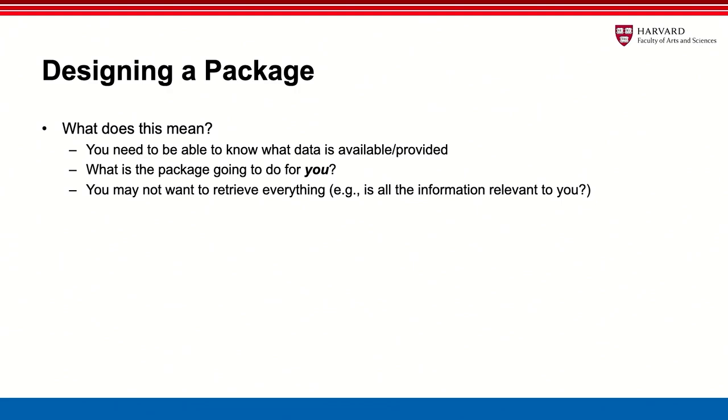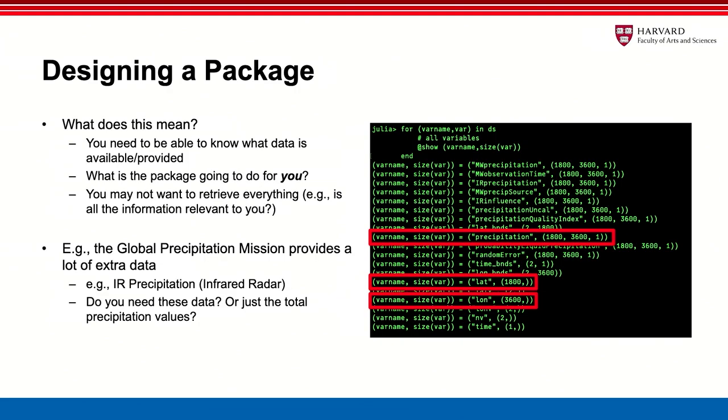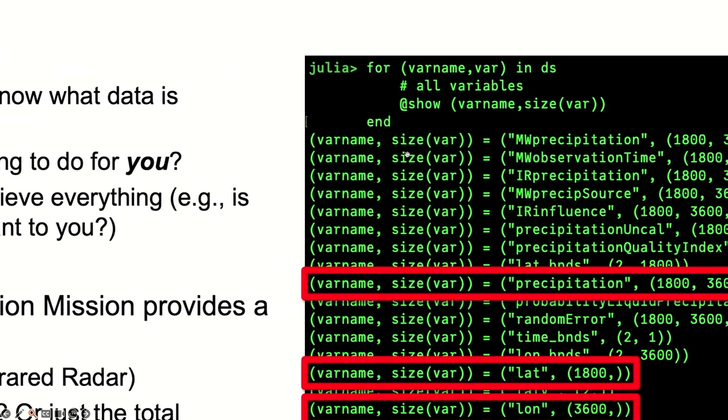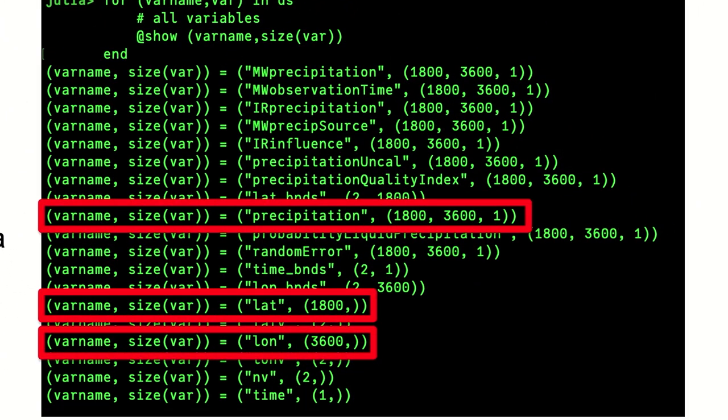that is available. So for example, when I'm doing NASA precipitation, right, I am retrieving precipitation data. There is also a lot of other information that is available in the Global Precipitation Mission, which is the overarching mission for the precipitation data. So for example, here you see that, let's zoom in a bit. When you download a data set for a single timestamp from GPM, you will find that there's a lot of extra information. For example, there's infrared radar precipitation, there is uncalibrated precipitation, for example.